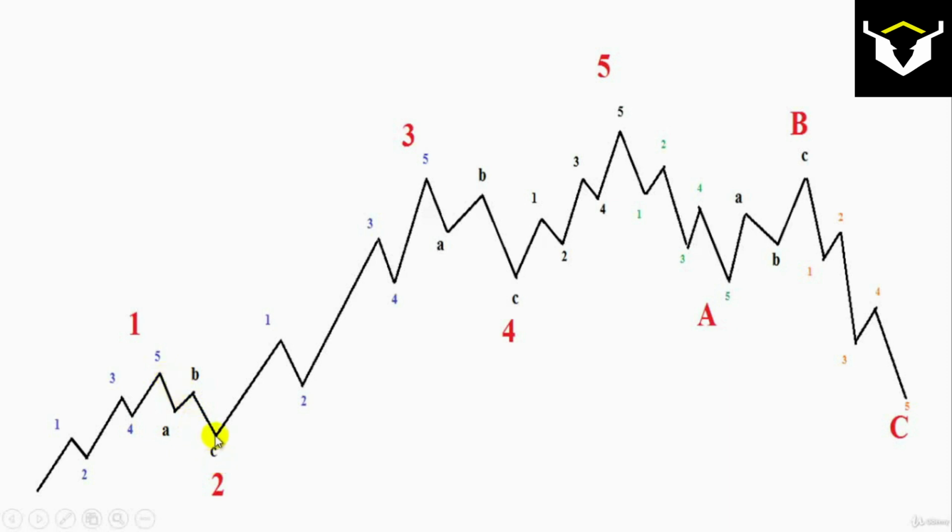Once wave 2 is complete, a corrective wave structure is complete. It is followed by another trending wave structure of non-overlapping wave pattern, that is 1, 2, 3, 4, 5. Once a trending wave structure is complete, it is followed by a corrective wave structure of A, B, and C. Once the corrective wave structure is complete, it is followed by a trending wave structure of 1, 2, 3, 4, 5.